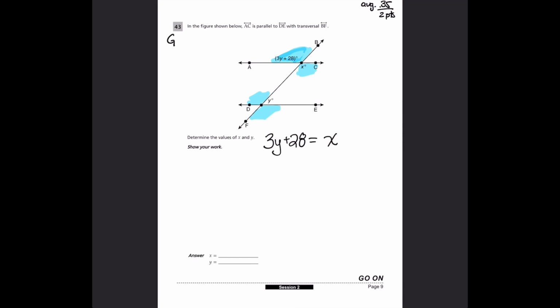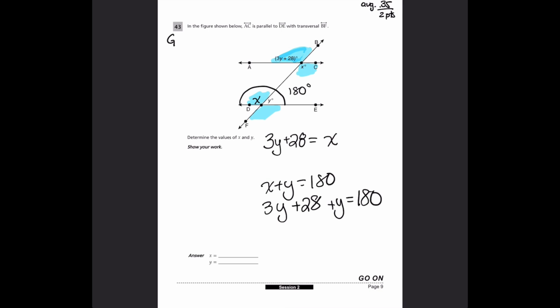Well, I also know there's another relationship happening here: if I know all of these are the same, I'm going to put x here. I also know there's a supplemental relationship, that these two angles would equal 180 degrees. So that one is interesting as well. Okay, which of these is more helpful? x plus y is equal to 180 degrees, or 3y plus 28 plus y is equal to 180 degrees. I think the second one. I could do way more with that second one. So let's erase the first.